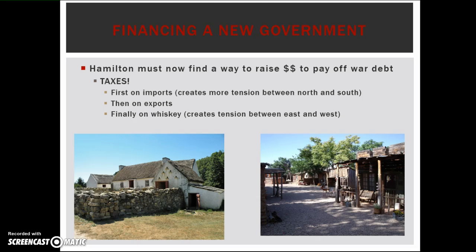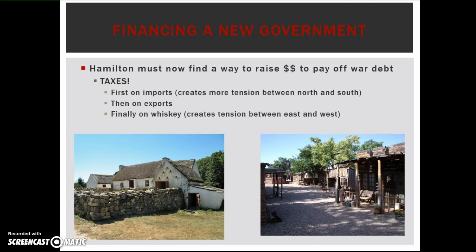Hamilton started taxing imports, but this created tension between northern states and southern states because southern states had to import everything because they were too busy to farm. Hamilton decided to remove the tax on imports to calm things down a bit. He then decided he should try taxing exports. But this also created tension between the North and the South because the South had to export all of their crops. They didn't feel like it was fair that they were being taxed higher again. To ease the tension, Hamilton gets rid of this tax also.